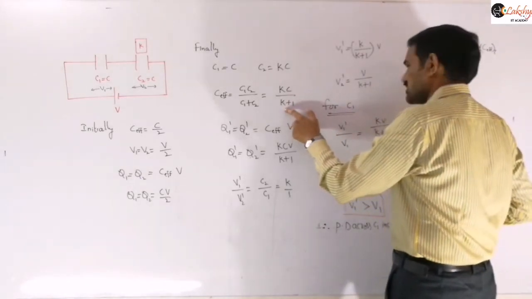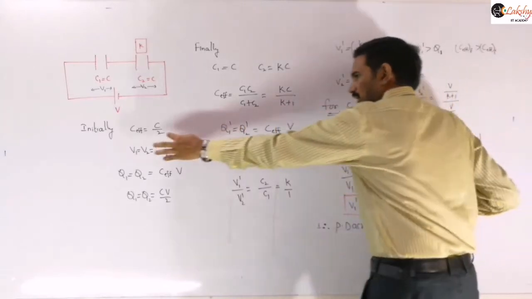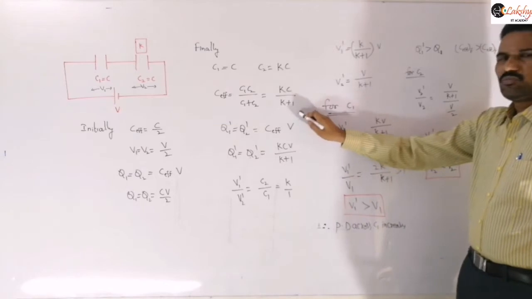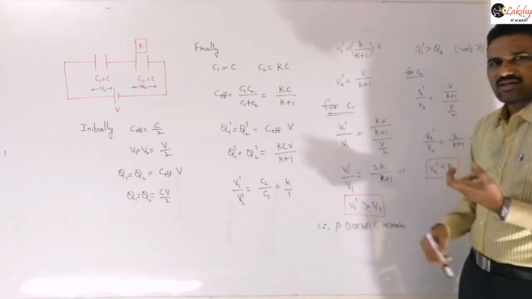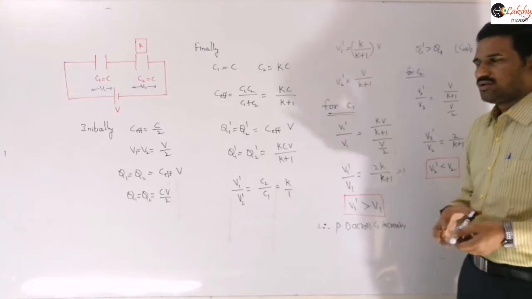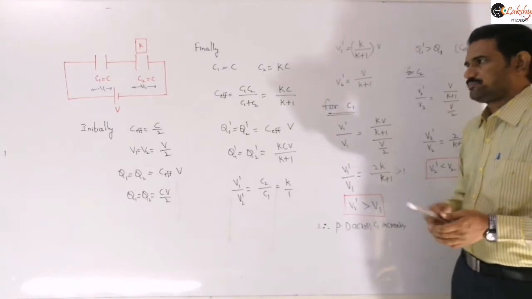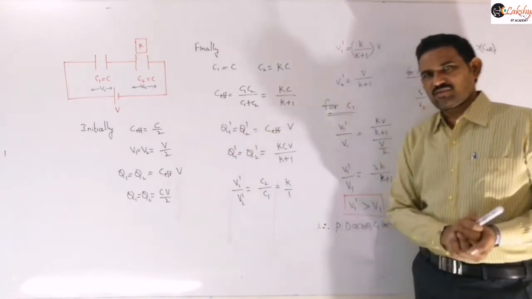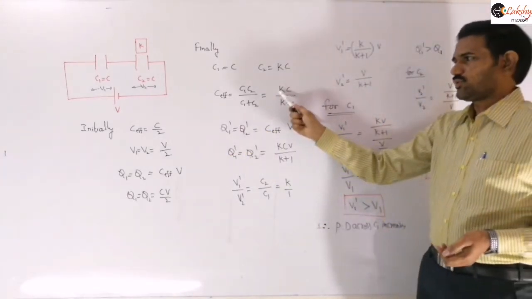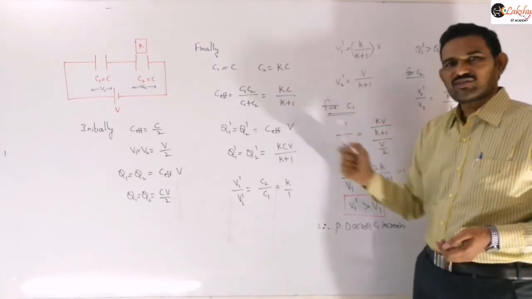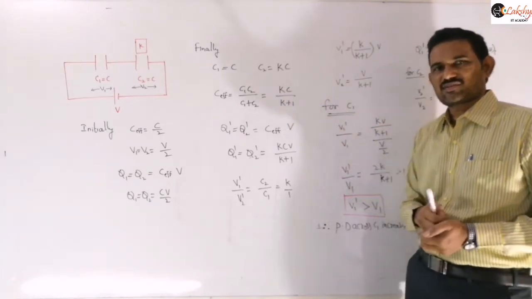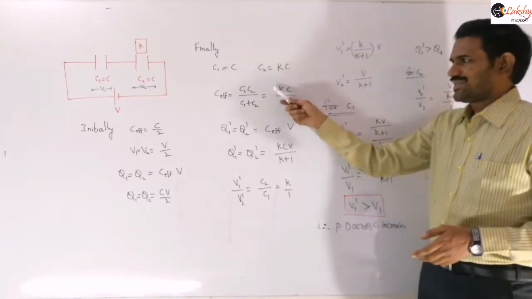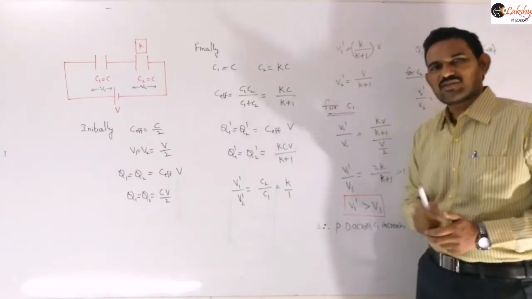Final effective capacitance is this one, Kc by K plus 1, and initial capacitance is C by 2. So this value will be more here. Again you can check by taking the K value. I said that K is greater than 1, so you may consider K is equal to 2, then initial is 0.5 C, C by 2. If K is equal to 2, then 2 by 2 plus 1, 2 by 3, which is 0.666 or 0.67, which is greater than that. Or you may consider for example 3, so 3C by 4 you will get, 3 by 4 means 0.75.